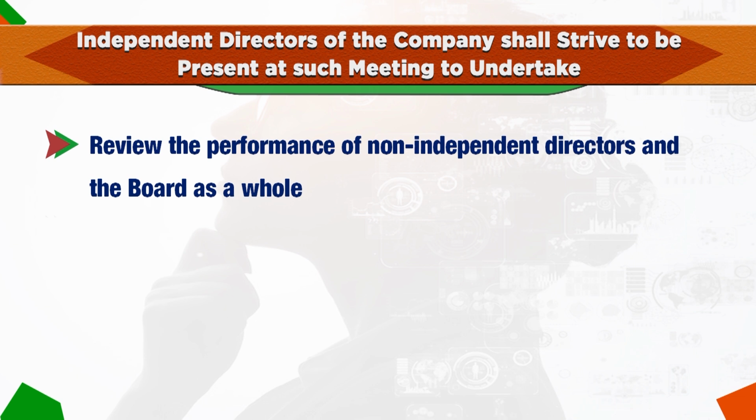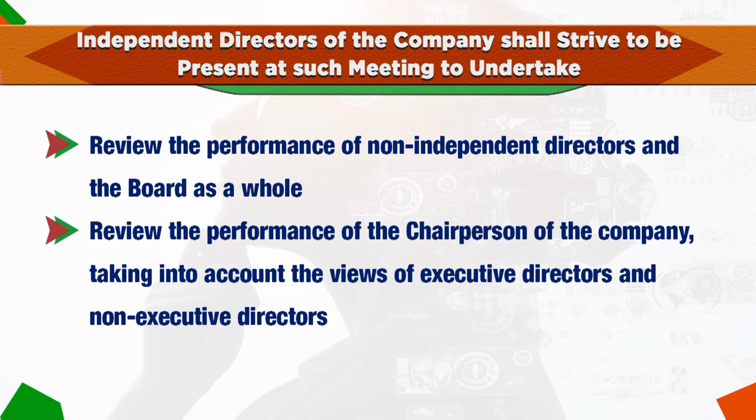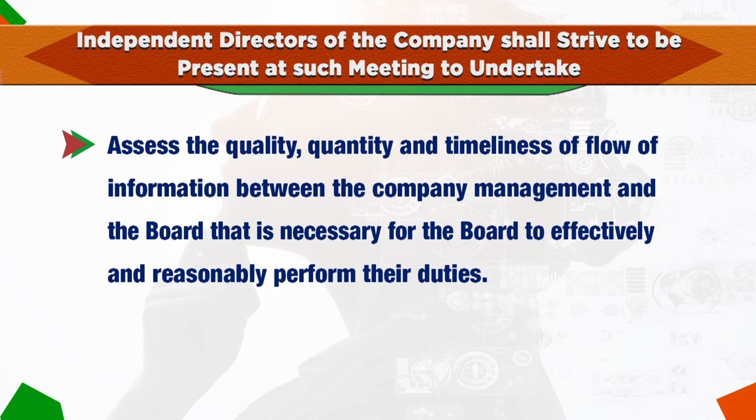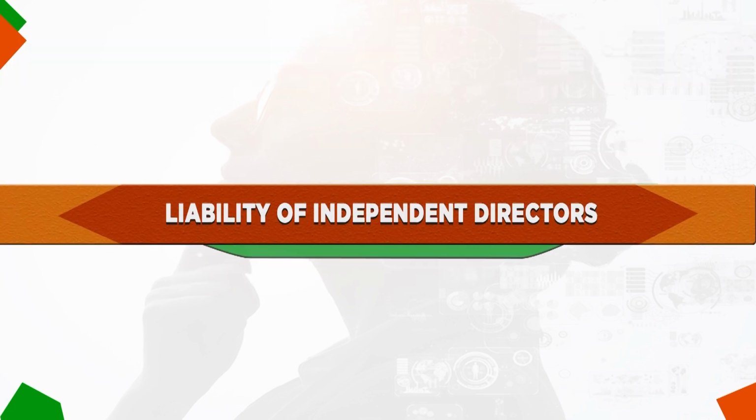Number 1, they will review the performance of non-independent directors and the board as a whole. They will review the performance of the chairperson of the company, taking into account the views of executive directors and non-executive directors. Next, assess the quality, quantity and timeliness of flow of information between the company management and the board that is necessary for the board to effectively and reasonably perform their duties.